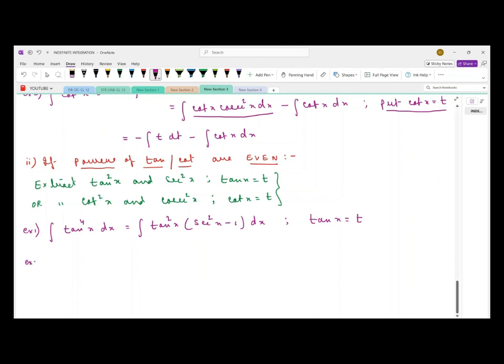Example 2, if you have cot 4x dx, then similar treatment: 1 cot square x, and for the other you have cosec square x minus 1 dx, and then put cot x equal to t. After this you can easily manage. Okay. Suppose you have a sum like this.